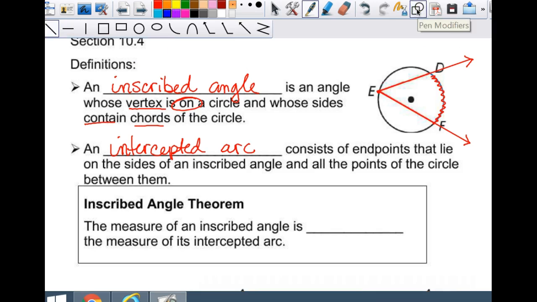So this angle, if it's from the center, you okay back there?